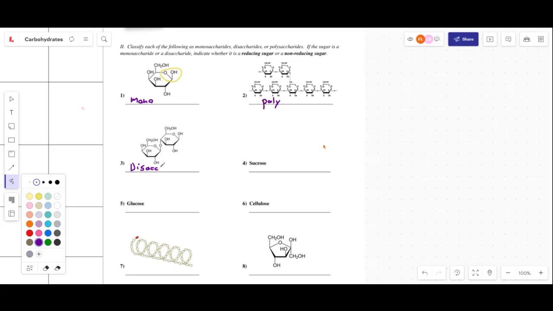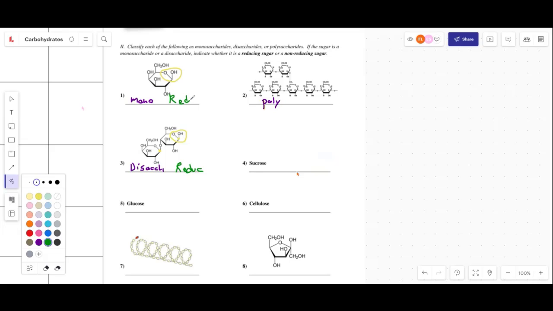And is it a reducing sugar or a non-reducing sugar? Non-reducing sugar. Okay, it's a reducing sugar. I didn't look at that, I was looking at the other one. You have to always look at both anomeric carbons, not just one, because even if there's only one hemiacetal, it's going to be a reducing sugar. So this is a reducing sugar. I'm going to put reducing.